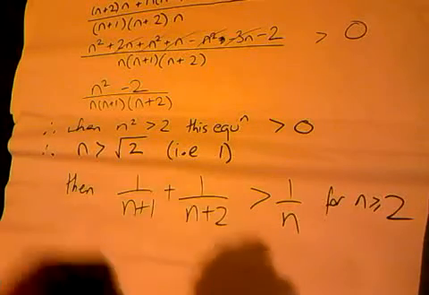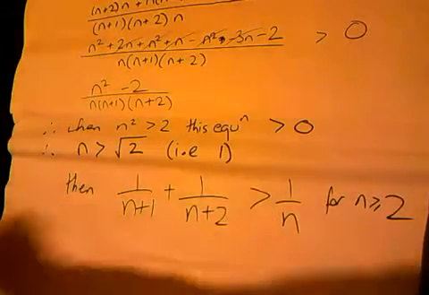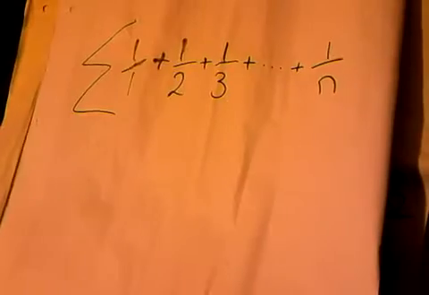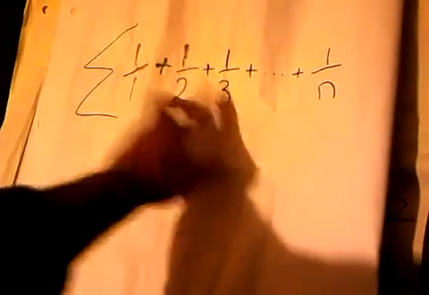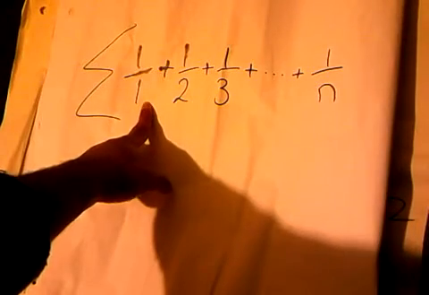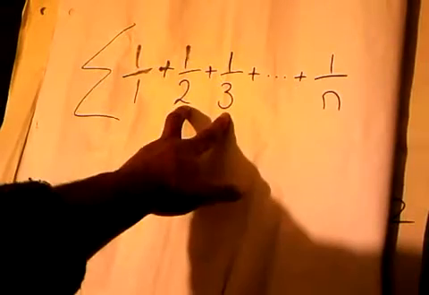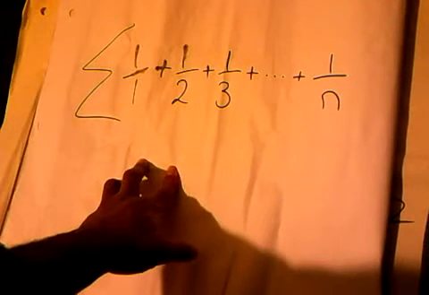And I thought it was quite interesting, because I also believe that this proves that the series 1 over n is divergent, because the two values that follow are always greater than the previous value.